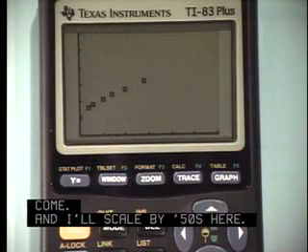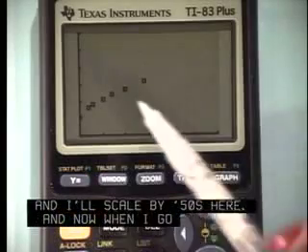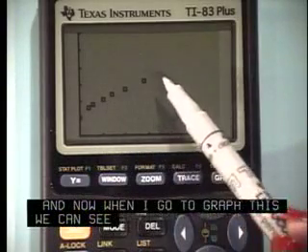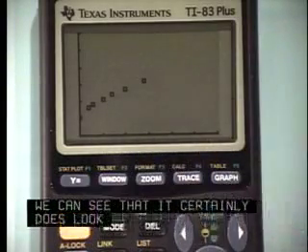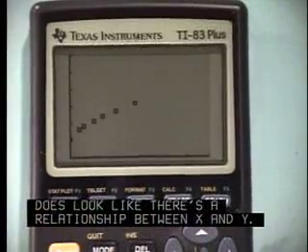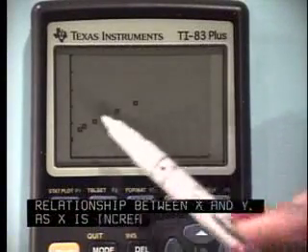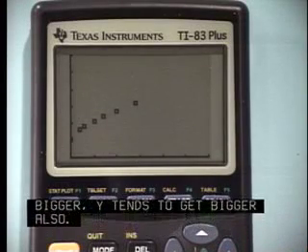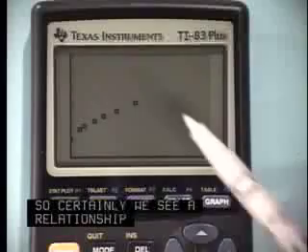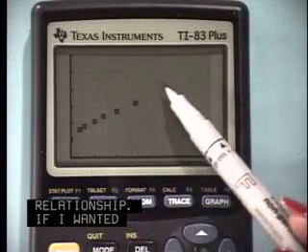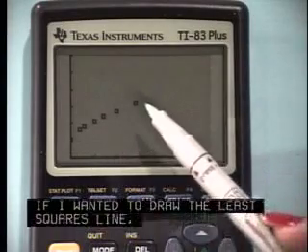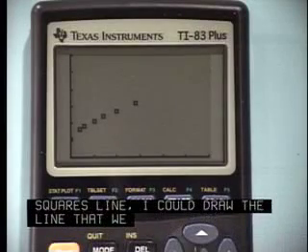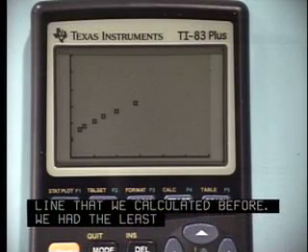Now when I go to graph this, we can see that it certainly does look like there's a relationship between X and Y. As X is increasing, as X gets bigger, Y tends to get bigger also. So certainly we see a relationship. If I wanted to draw the least squares line, I could draw the line that we calculated before. We had the least squares line, and let's just do that once more.